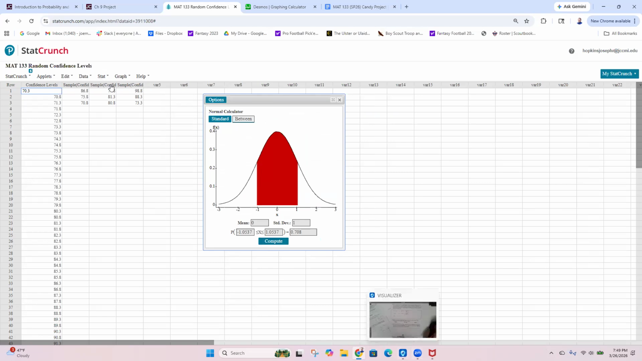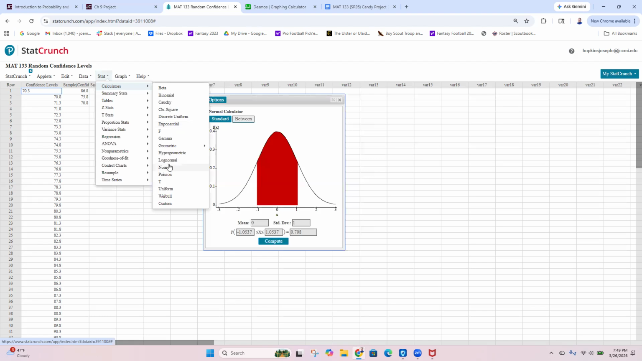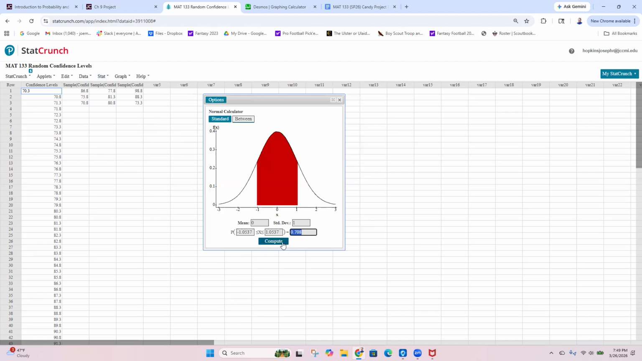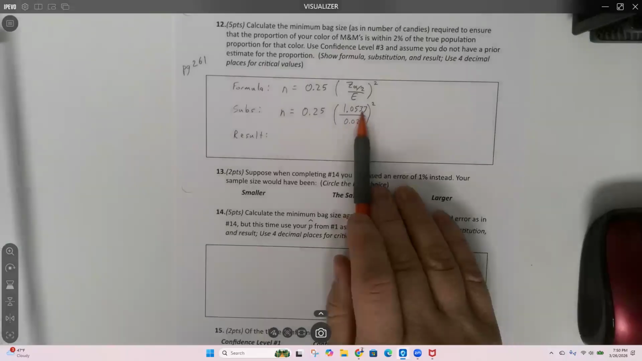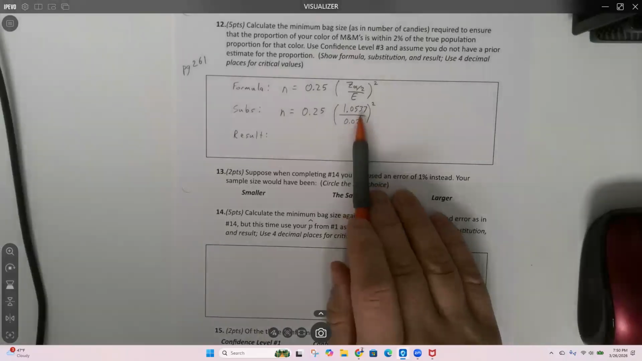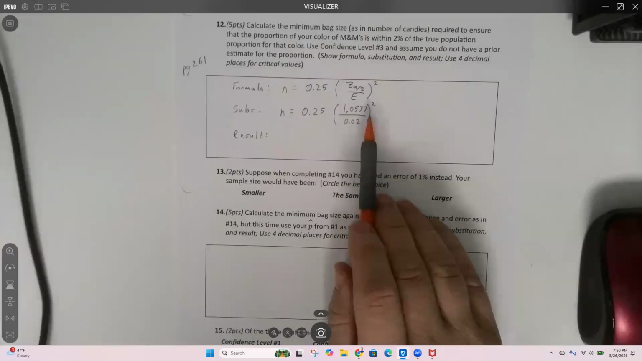So once again, that was stat calculators, normal, between, put your confidence level in there as a decimal and hit compute. And you're going to write your z value here. Okay. Same stuff that we did in chapter 7, right? When we were looking at what percents go with what z values.